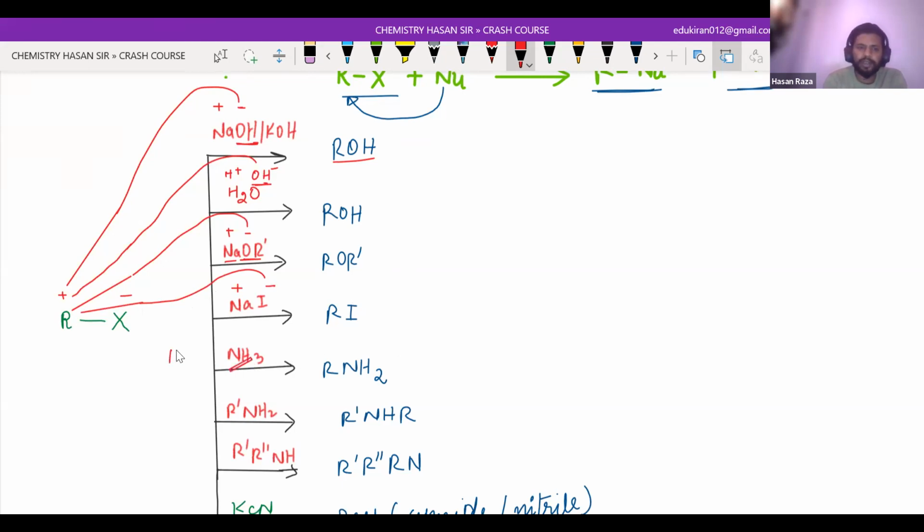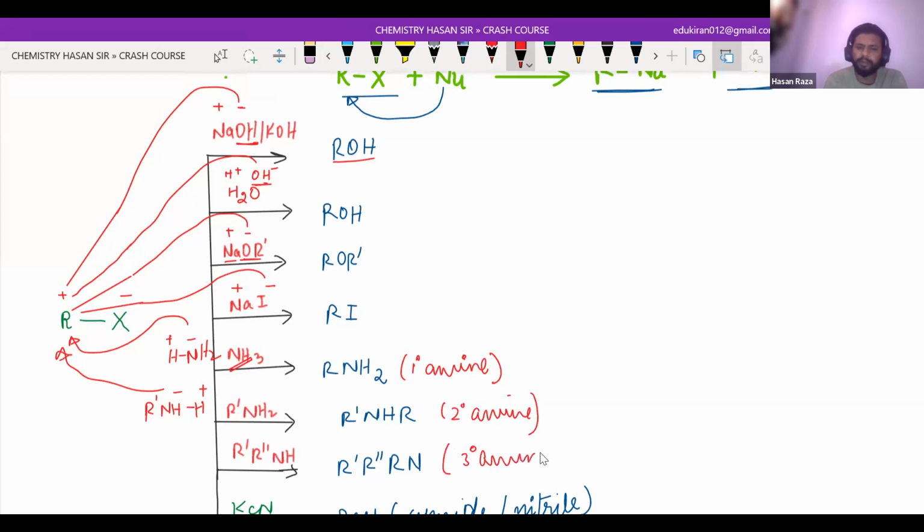This is NH3, in which I can write H-NH2, and hydrogen will have positive, and this will have negative. And this is how you will get 1 degree amine. Then R dash NH2, can I write it like this? This is positive, this is negative. Again, this will attack on this, and you will get 2 degree amine. And again, you will get 3 degree amine by replacing that hydrogen. Hydrogen will have positive, this will have negative, and this negative will be attacking on this.